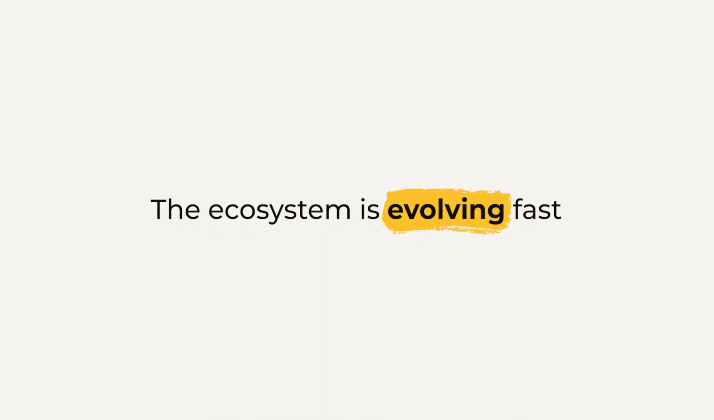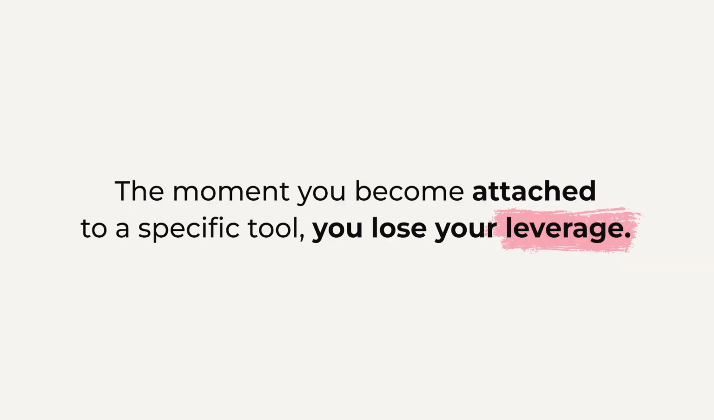So, they're the 5 layers, all done. Just remember, the ecosystem is evolving fast. AI is rewriting the rules literally every month at the moment. New tools launch, old tools die, pricing changes, features get added or removed. The moment you become attached to a specific tool, you lose your leverage. But once you understand the roles each tool plays in the stack, you can swap them out anytime you want. You become future-proof.